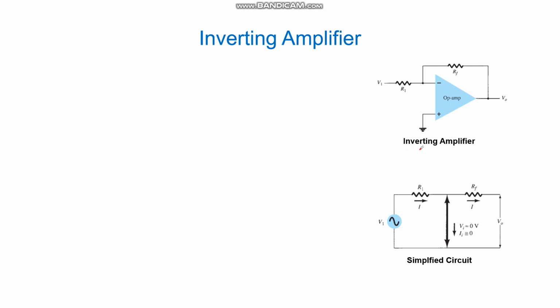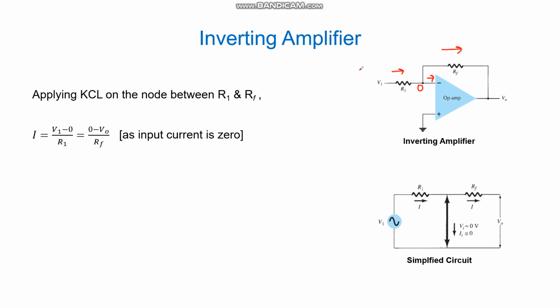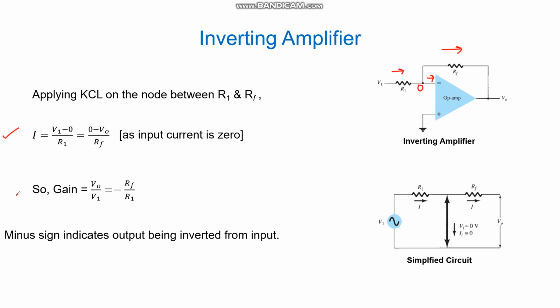This is a circuit of an inverting amplifier. Here the positive terminal is grounded, so the voltage at the negative terminal will be 0. Here the current at the input terminal is 0. So if we apply KCL on the node between R1 and RF, this current will simply be equal to this current. So this gives us this simple equation, and by simplifying this equation, we can get the expression for the gain, which is simply equal to minus RF divided by R1. Here the minus sign indicates the output being inverted.